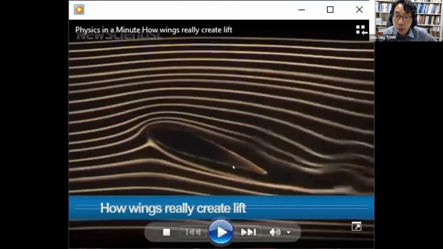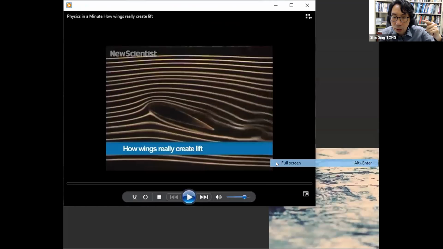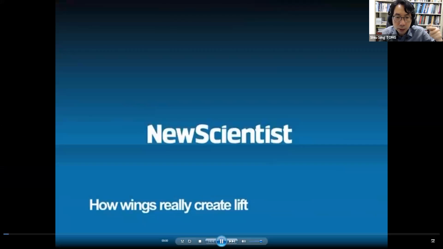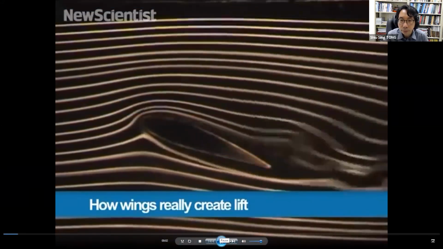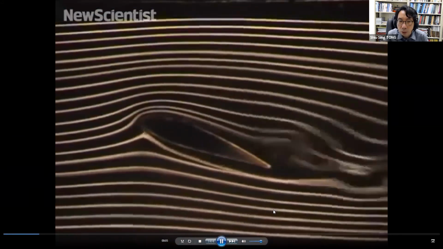So this is a cross section of a wing. Now you can see with the smoke, you can easily see the streamlines passing through the wing. Okay. Now let's see how the velocity is. I'd better show it like this. Now what is the velocity at the upper and lower parts? Let's see.